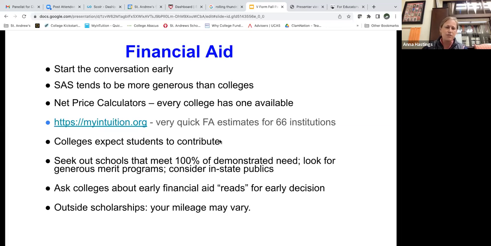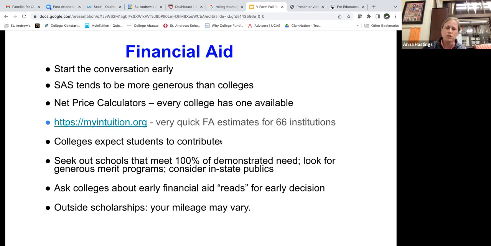I often recommend to families run a calculator at your home public university, run one at a private school that uses something called the CSS profile, which is a very nitty-gritty form, and run one maybe at a private school that only uses the FAFSA, and you can then get some sense of what you might be expected to pay at different institutions.